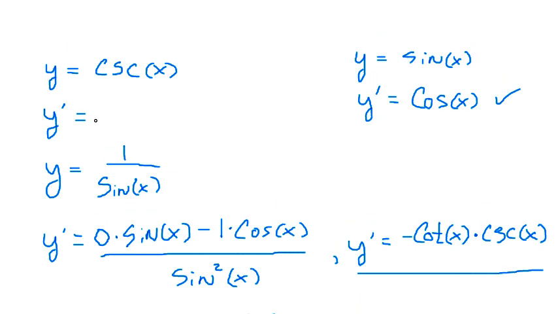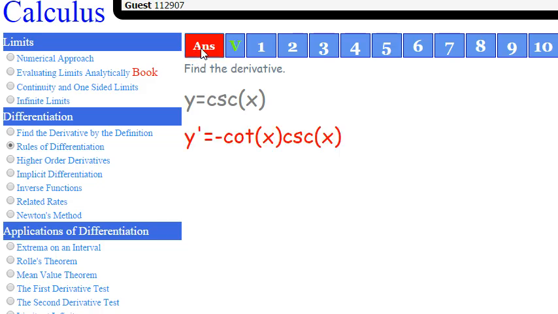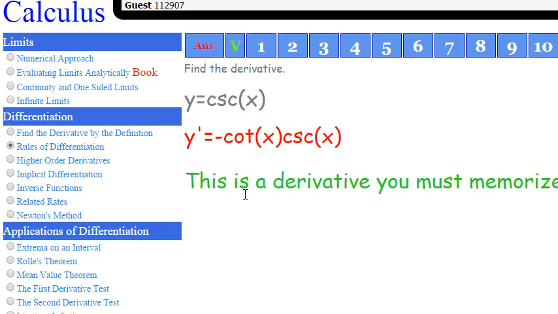Alright, when you see this right here and it says find y prime, how about we just write it again right here, just for the heck of it. Okay, so this was key. This was something we had to know, that the derivative of sine x was cosine x, and then we could go from there if you haven't got that memorized. Alright, negative cotangent cosecant, negative cotangent, that's it right there. There you go. Of course, I'm going to say this is a derivative that you must memorize.